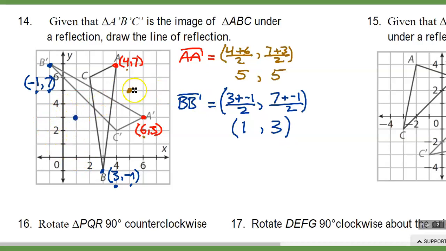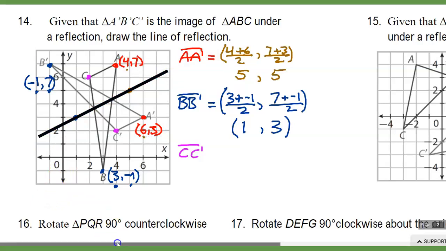All right, there we go. Now we for sure can draw a line through these, but if you want to be extra sure, since it's a test, I would recommend you go through and find out what the midpoint of C and C prime is. But for this, we're actually just going to connect them. There we go. There is our line of reflection.